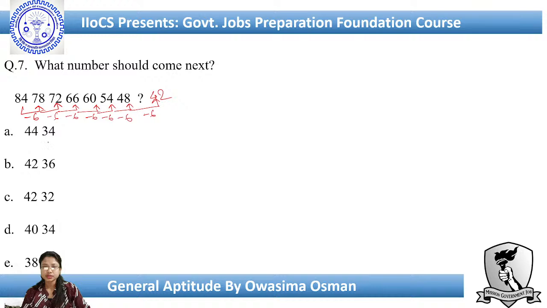Here, in every option there are 2 digits, which means you have to find 2 digits. That means 42 minus 6 will be 36. So our answer is option B, 42, 36.